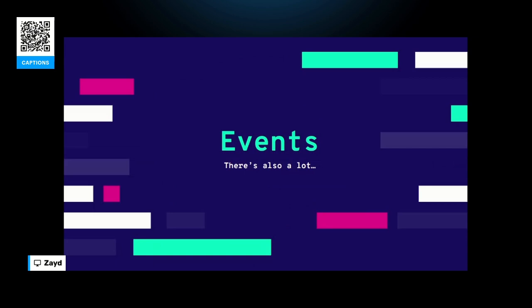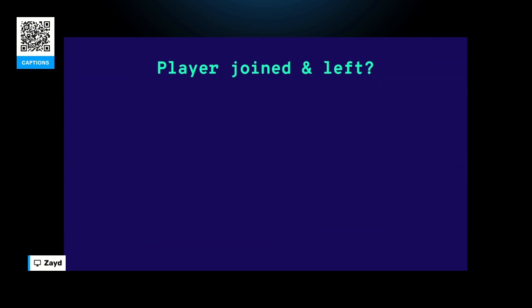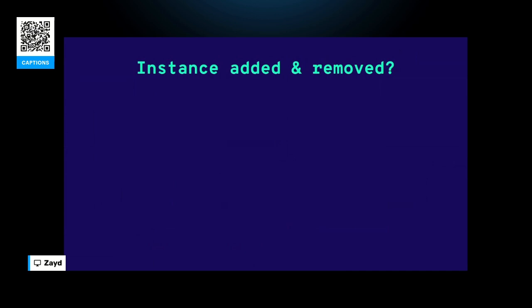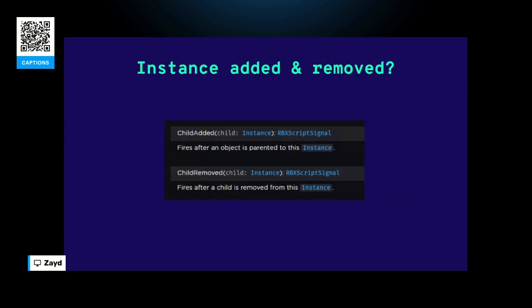Events are usually used for certain things, like when a certain action is done. For instance, if I hover my mouse over a button, it will fire an event. Or if I touch a part, it will fire an event. So events are really useful if you want action-based things to occur. For instance, if I want to see if a player joined or left, Roblox has you covered. Want to see if an object was added to a folder or model? Again, Roblox has you covered.